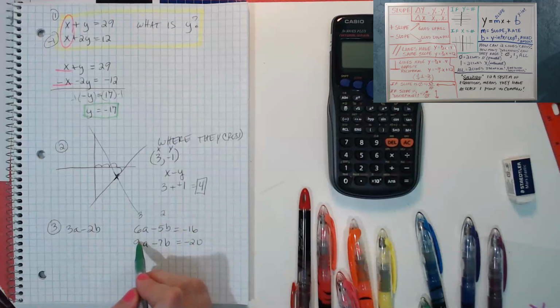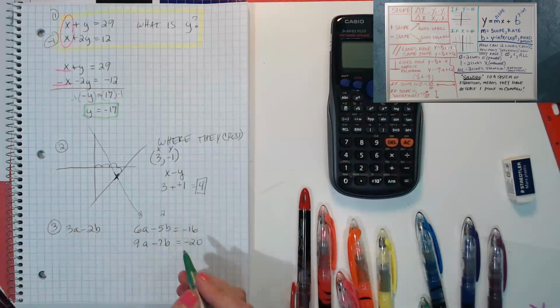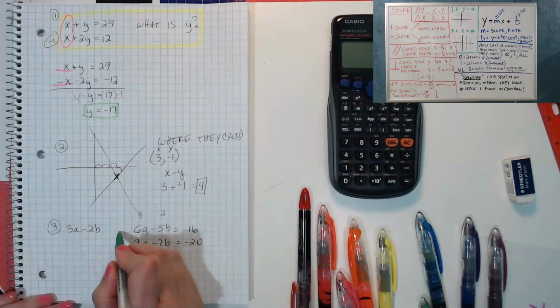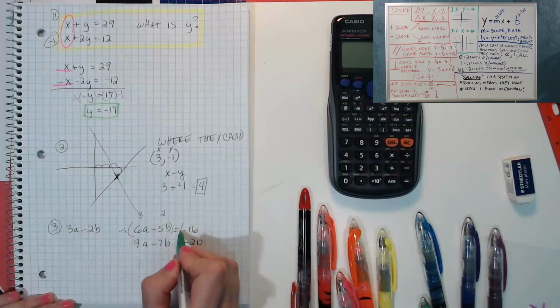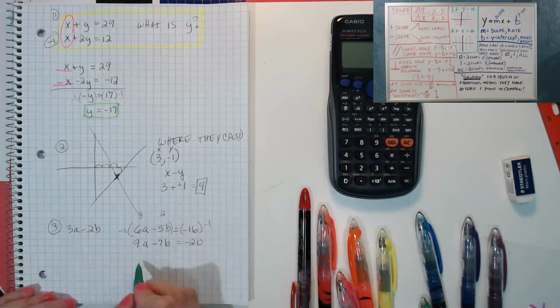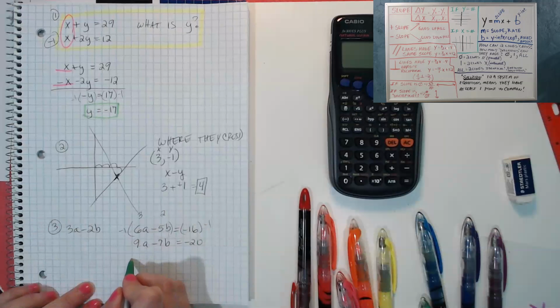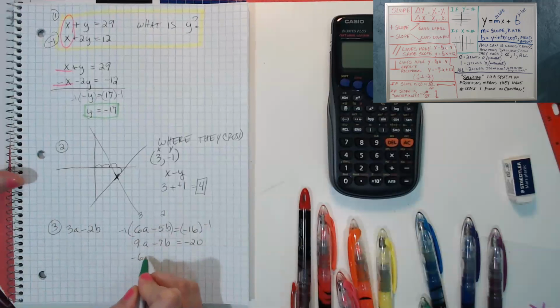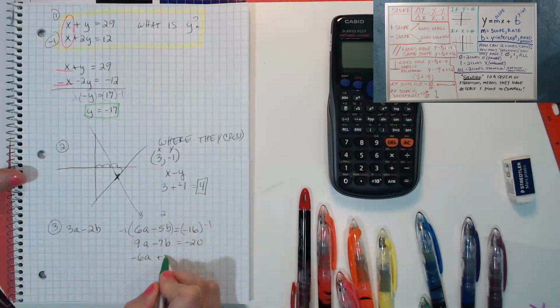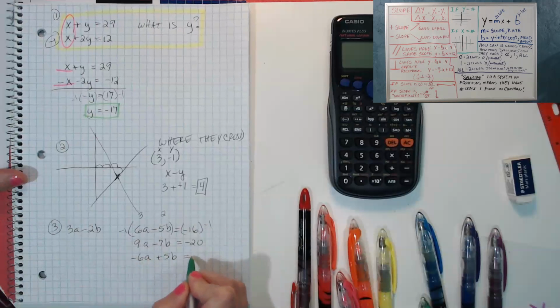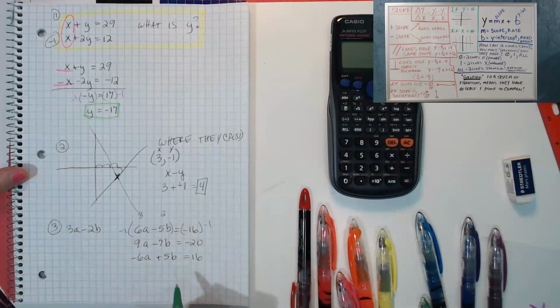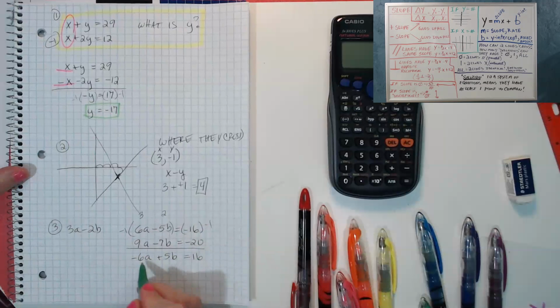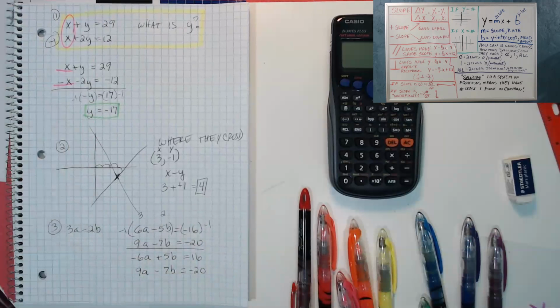I need to somehow get these to subtract to a positive 3. So if I multiply this first one by -1, right, I end up with -6a plus 5b equals 16, right? I'm going to rewrite this other one so it looks nice: 9a minus 7b equals -20.